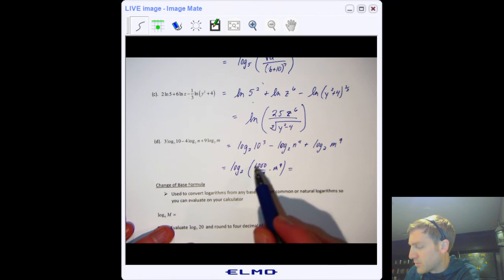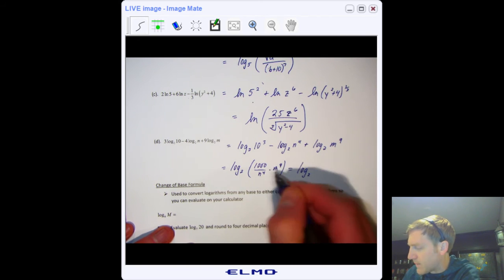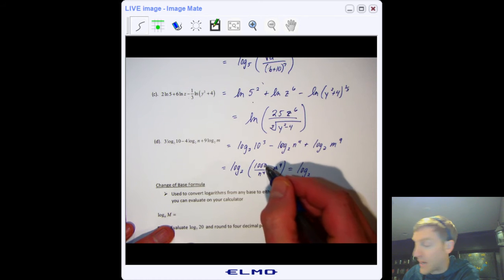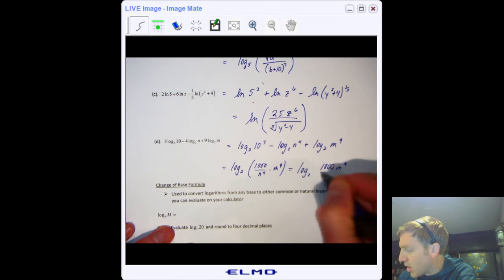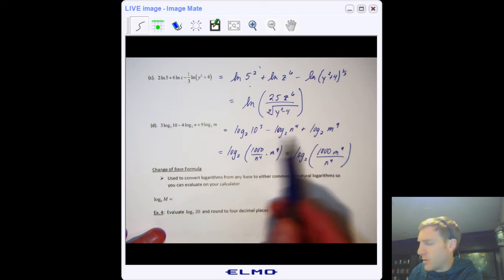Okay, but let's look at that again. I have 1,000 over n to the fourth times m to the ninth. Anytime I'm multiplying a fraction by a power with a positive exponent, that's in the numerator, right? So I can just multiply the m to the ninth by the 1,000, and I can make it look like this: 1,000 m to the ninth all over n to the fourth power, and that looks a little nicer.